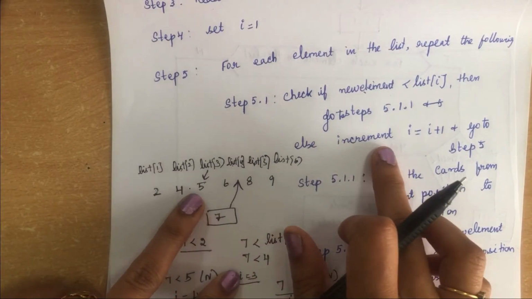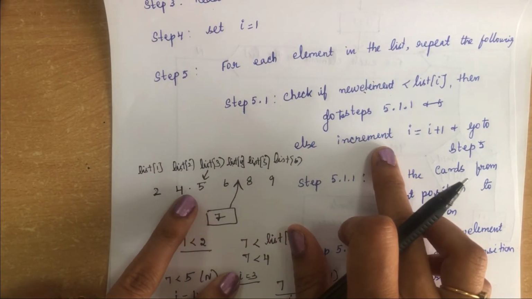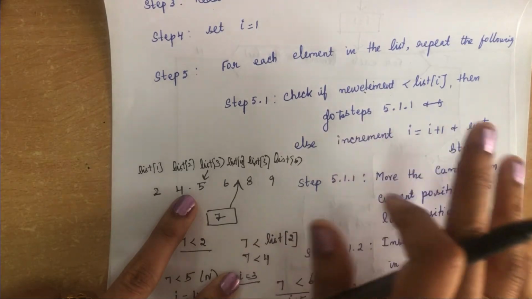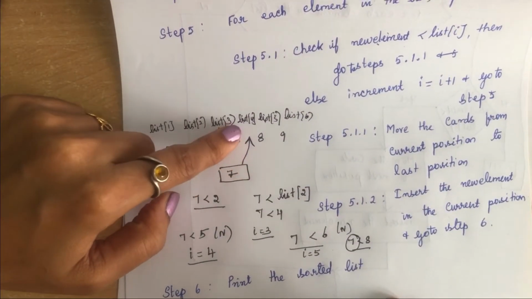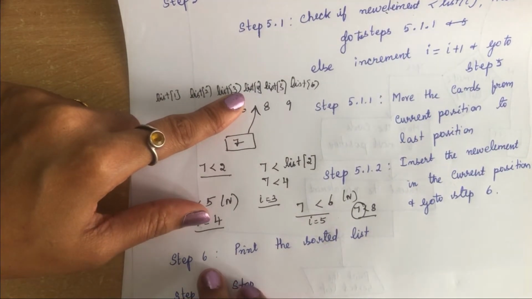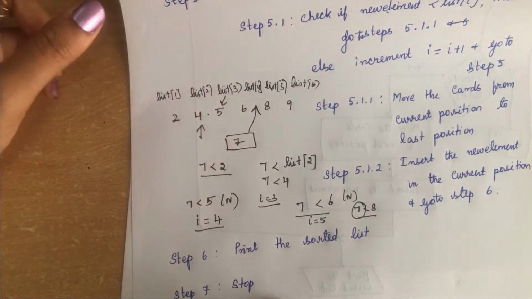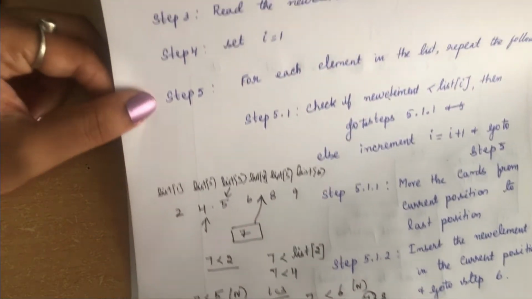Otherwise, in the else part, I'll increment I one by one and check whether that element is lesser or not. This process will get repeated until I insert this element into the list. Once I have inserted, or if I reach the end of the list, it will print and stop this algorithm. Okay, I think you all have understood. Let me go on to explaining the flowchart.